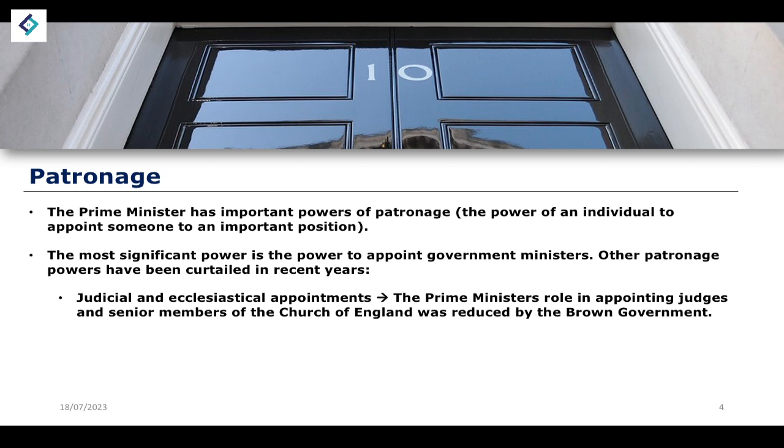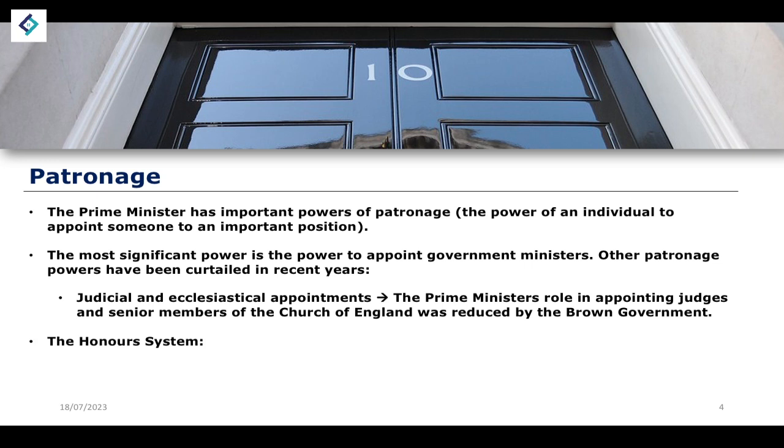When it comes to the judiciary, as we will see when we look at the next major topic, we see the introduction of something known as the Judicial Appointments Commission, or JAC. What the JAC essentially does is take some of the powers away from the Prime Minister in terms of their role of appointing judges. Similar things take place in relation to appointing senior members of the Church of England. All of these are powers that have been curtailed in recent years, and so the most significant power is arguably the appointment of government ministers.